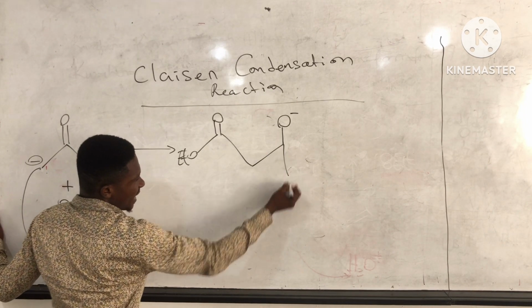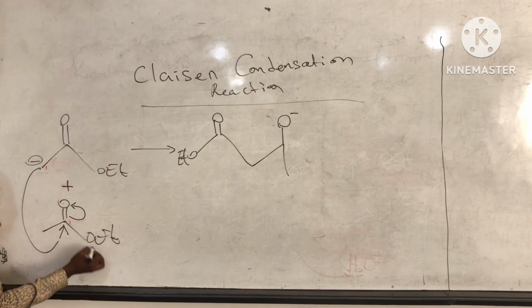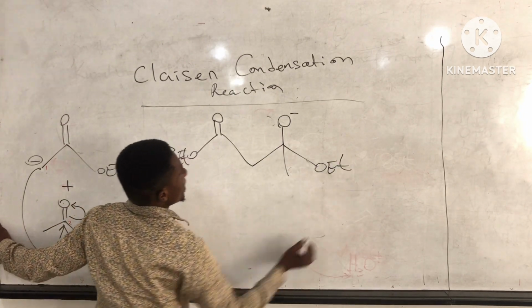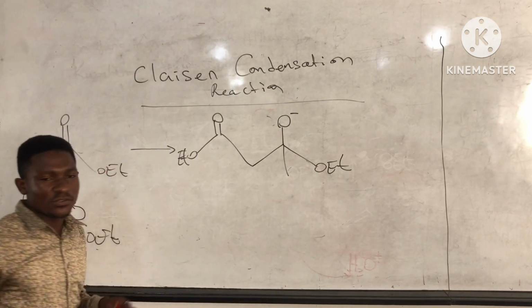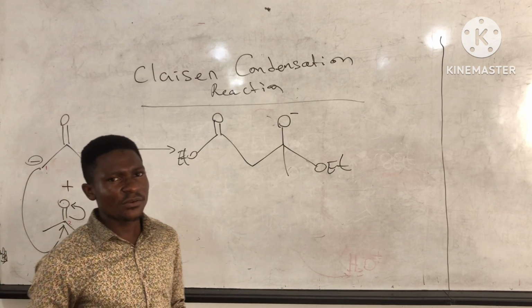So I'll just draw it here. Okay, and it has a bond with what? This ethoxide group. Okay, so it's also going to be written here. So now this becomes our tetrahedral intermediate. Okay. Now what happens within our tetrahedral intermediate?